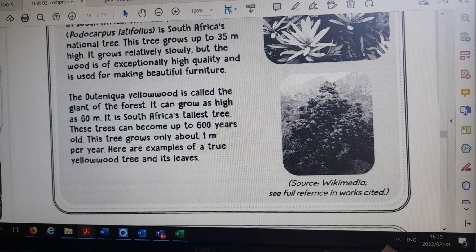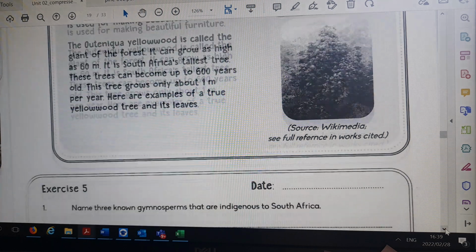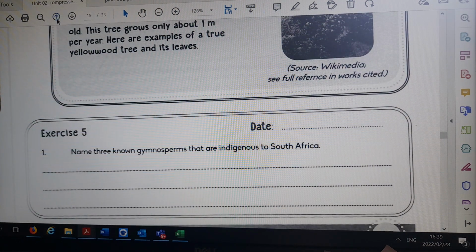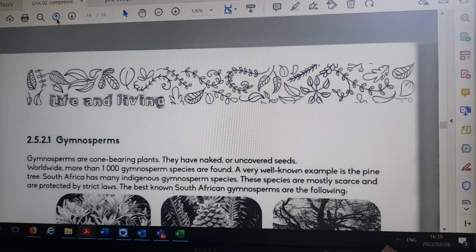The Outeniqua yellowwood is called the giant of the forest. It can grow as high as 60 meters. Wow. It is South Africa's tallest tree. These trees can become up to 600 years old. This tree grows only about 1 meter per year. Here are the example of a true yellowwood tree and its leaves. Okay, you see it here, although it is in black and white. All right, we are still looking at our cone-bearing plants.